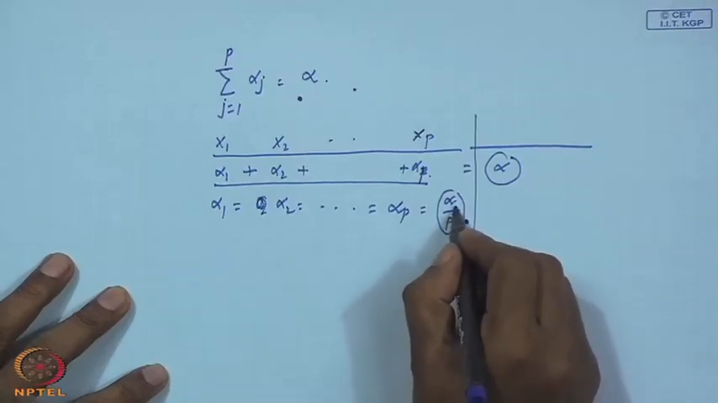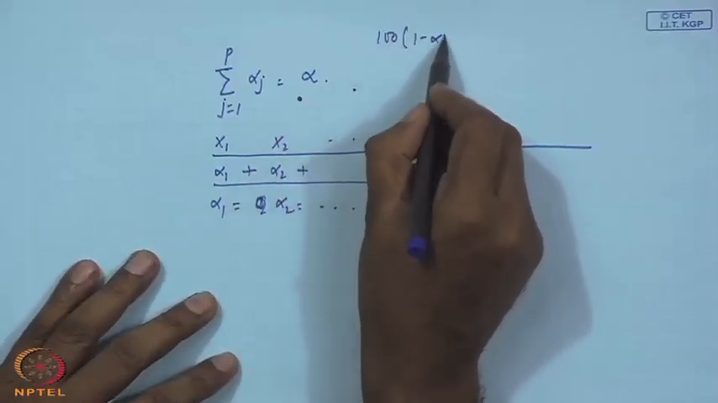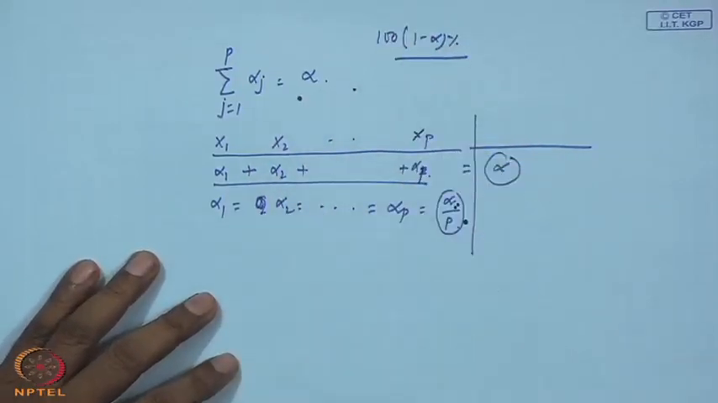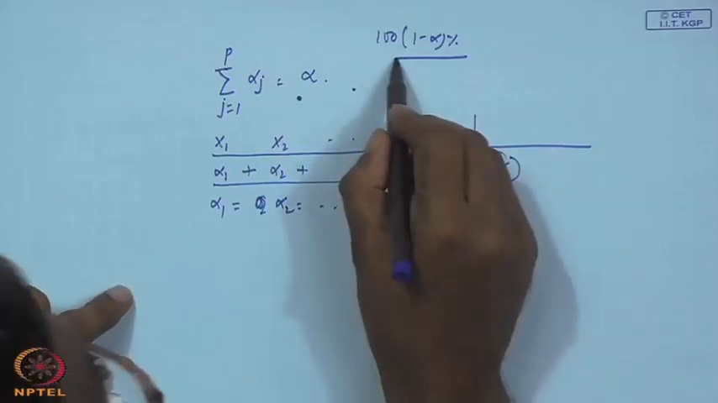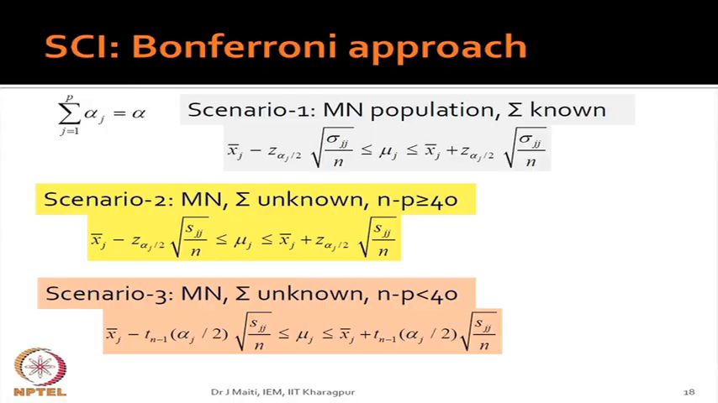And what will be this alpha? That all depends on what is your 100 into 1 minus alpha percent confidence interval, and you have to check, you want to see this one. Okay. Now, let us see, using this for different scenarios, what are the confidence intervals. First one you take first. You see the first one, and you tell me whether you are comfortable or not.